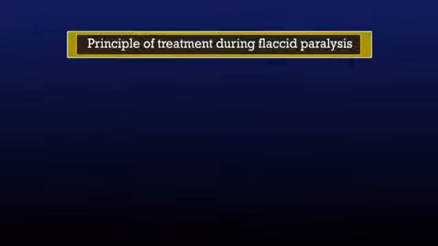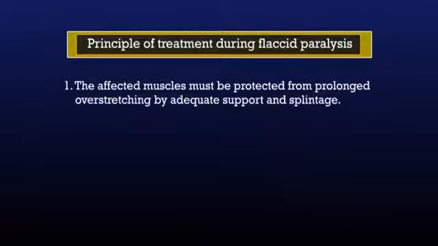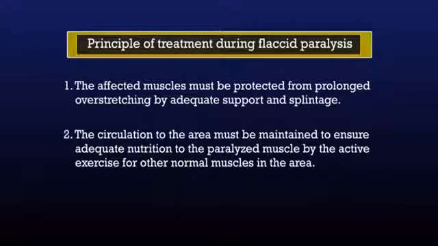So here comes the principles of treatment during flaccid paralysis. First one, the affected muscle must be protected from prolonged overstretching by adequate support and splints. Second one, the circulation to the area must be maintained to ensure adequate nutrition to the paralyzed muscle by active exercise of other normal muscles in the area.